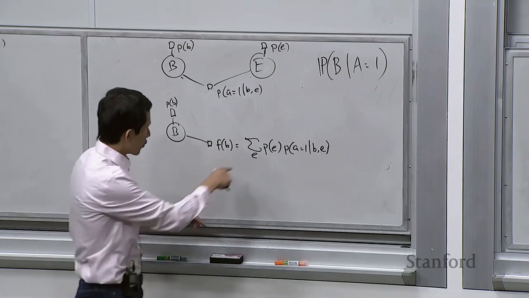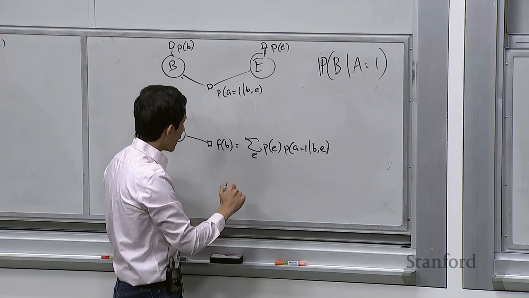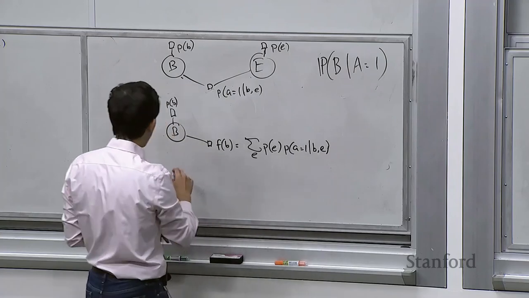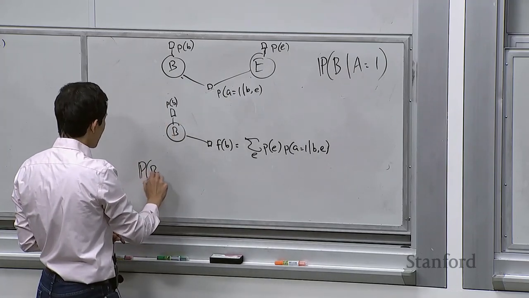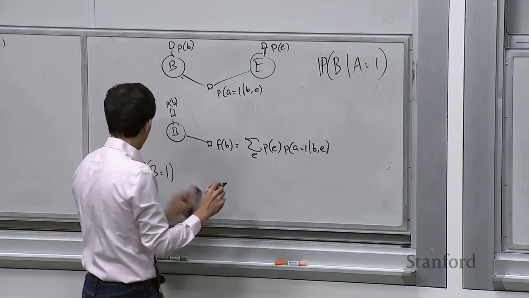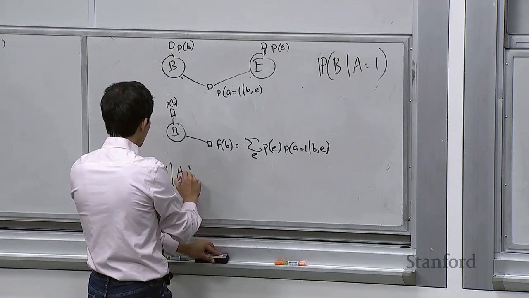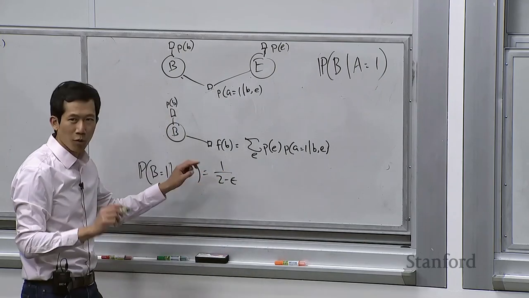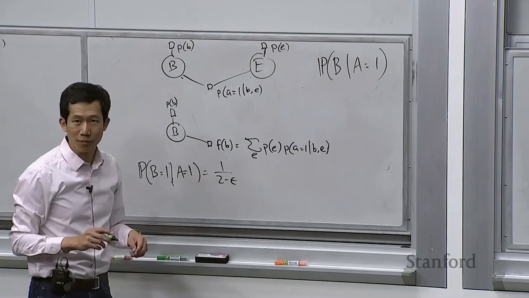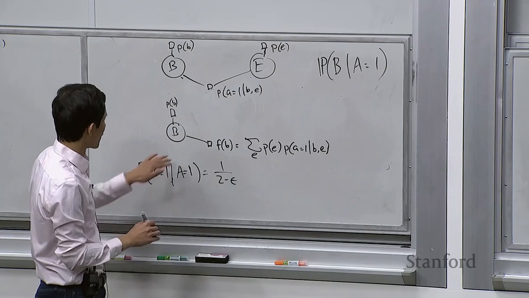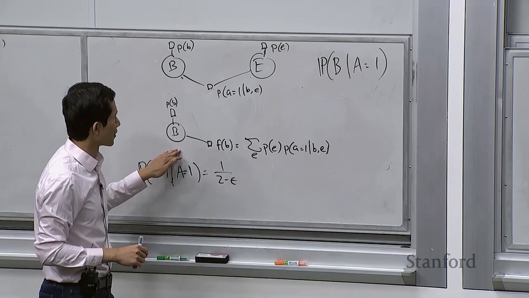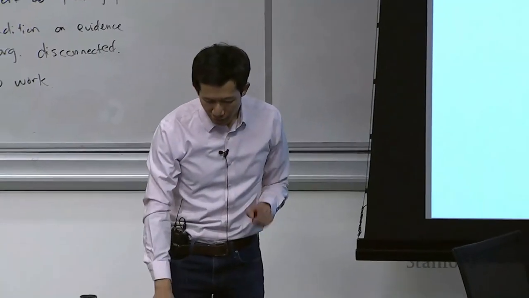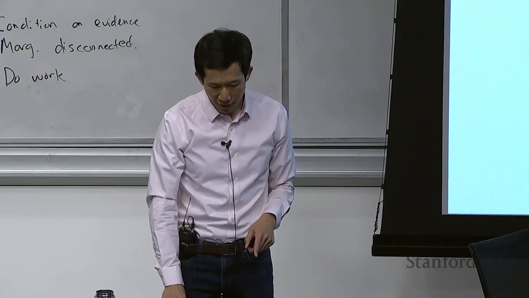I'm not going to have time to actually drill down into expanding these values, but if you plug in epsilons into these, then you'll find that the probability of B equals 1 given A equals 1 is 1 over 2 minus epsilon, which, remember, is 0.51 for epsilon equals 0.05. Okay, but this calculation, you can look into the slides to see how this is actually done, but it's just algebra. Okay, so there's another example which I'm going to defer to section to talk about.